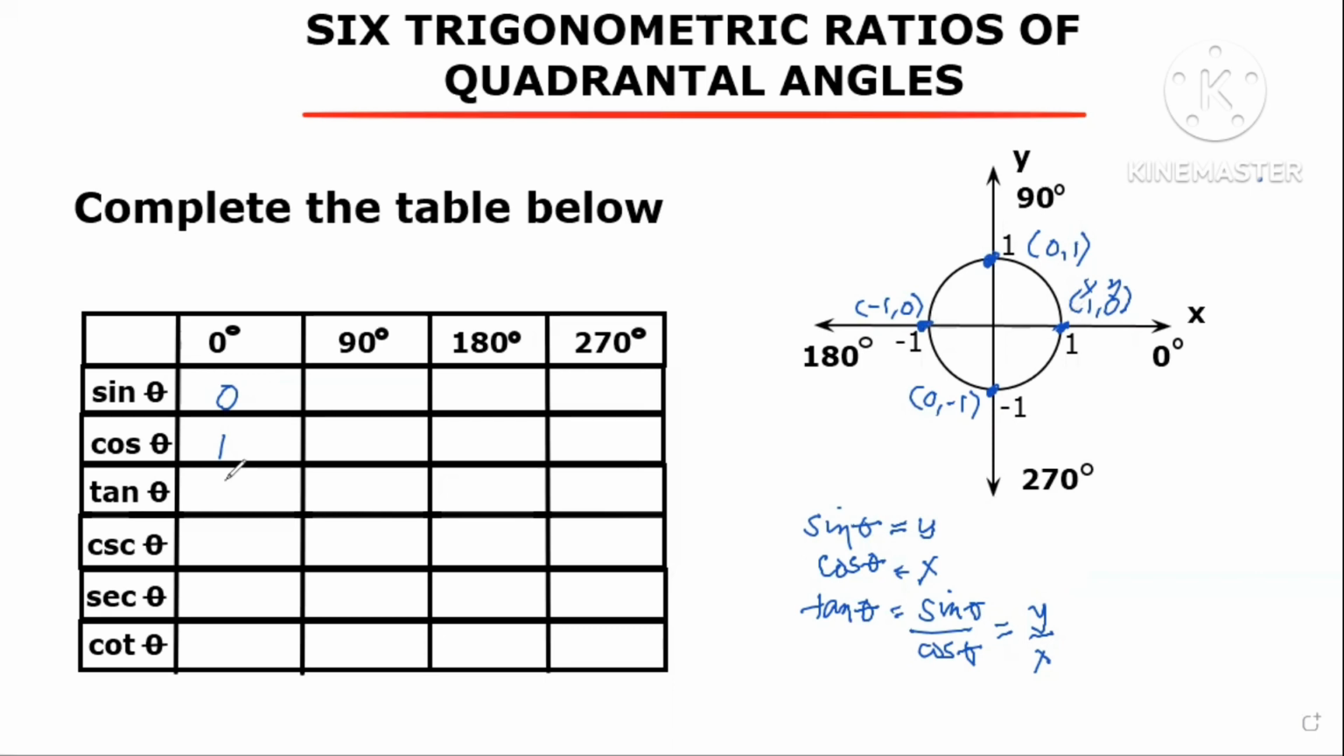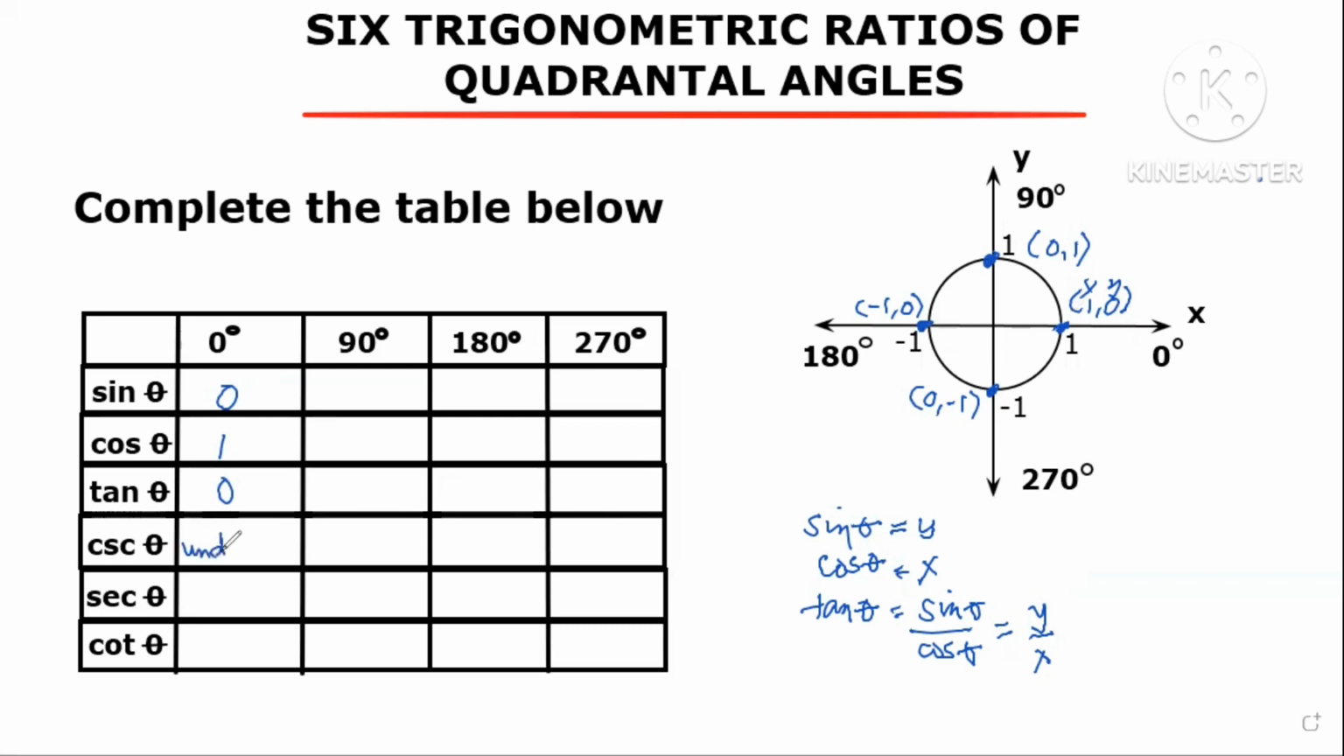And 0 over 1 is 0. And that's it. Yan na yung sine, cosine, tangent ng 0 degree natin. Now, the rest are just reciprocals. Reciprocal of sine is cosecant. Now, kung kukunin natin reciprocal ng 0, that is 1 over 0, that would be undefined, right?